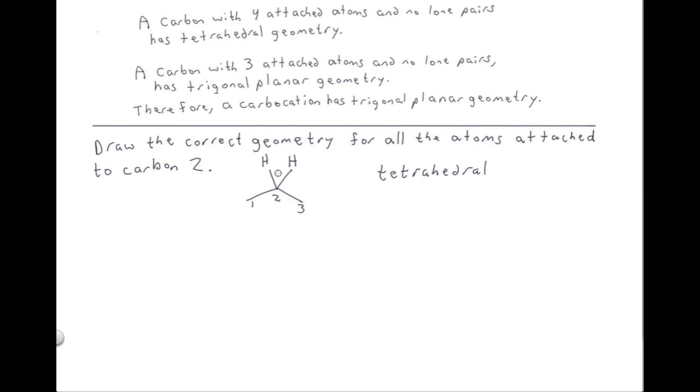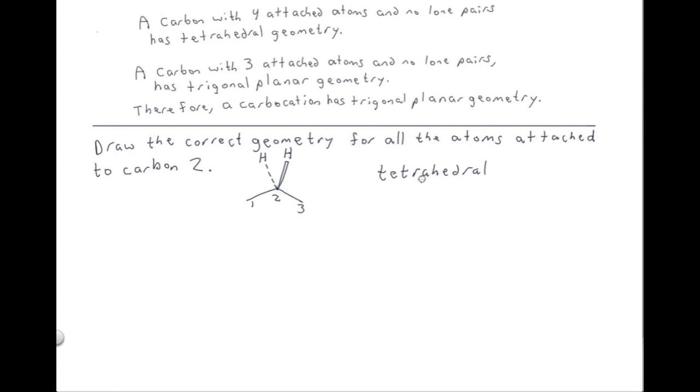Solid bonds would show that all the bonds were in the plane of the page. So to show that this is tetrahedral, instead we have to put one of the hydrogens on a wedge and one on a dash. That's a correct drawing of tetrahedral geometry. To draw tetrahedral geometry, we can draw 2 of the attached atoms in the plane of the page, one of the attached atoms in front of the page on a wedge, and one of the attached atoms behind the page on a dash. That's a correct way to draw tetrahedral geometry.